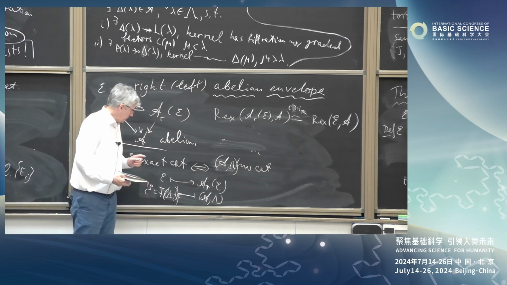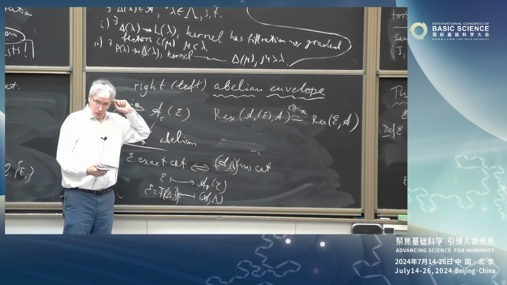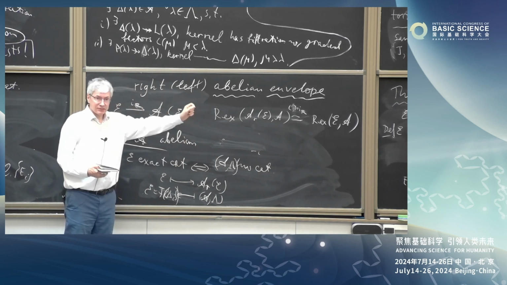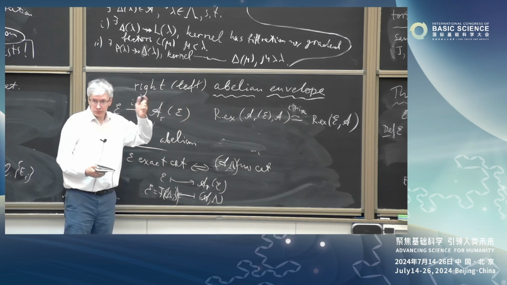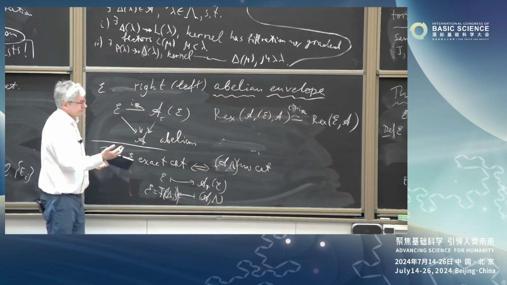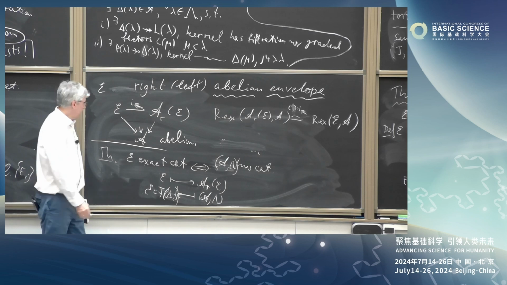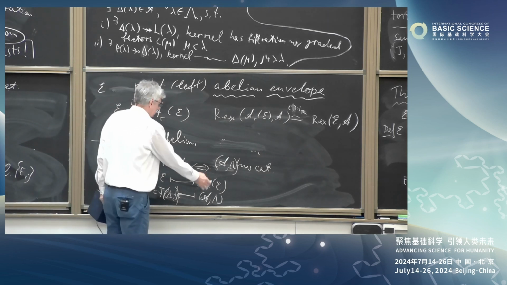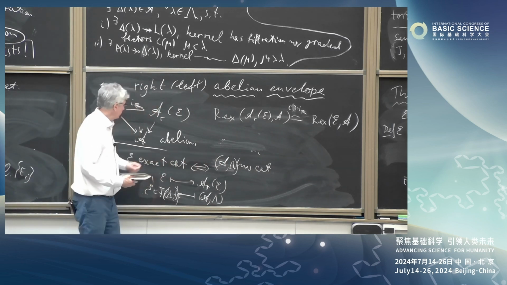I would like to warn that these objects E_i, which are simple objects in this exact category, are not simple objects in the abelian envelope. Under this description, they are deltas. So this is an equivalence, so we can understand highest weight categories in terms of exact categories.